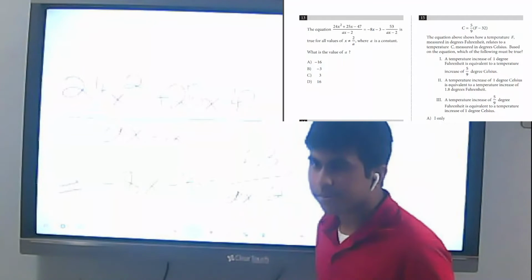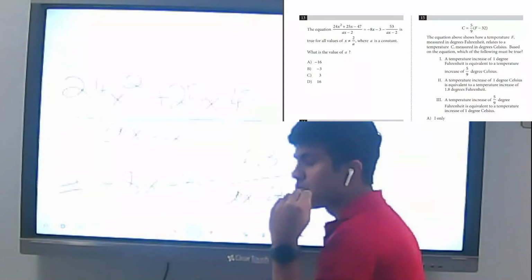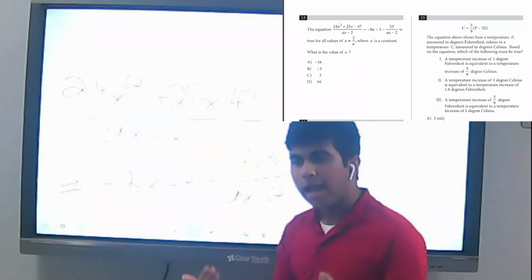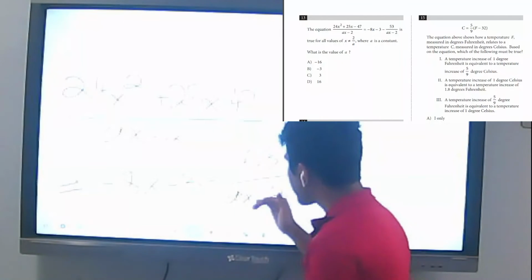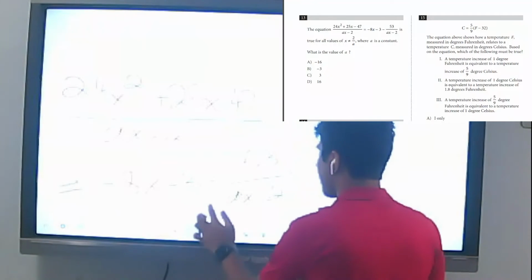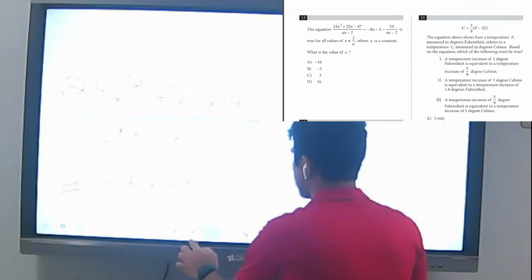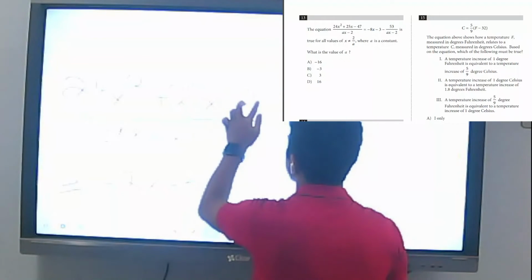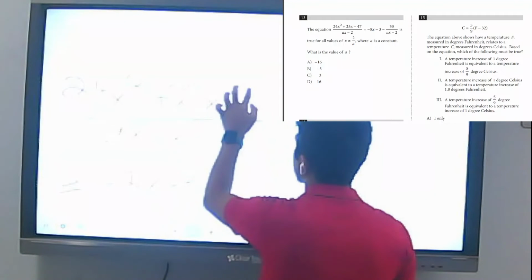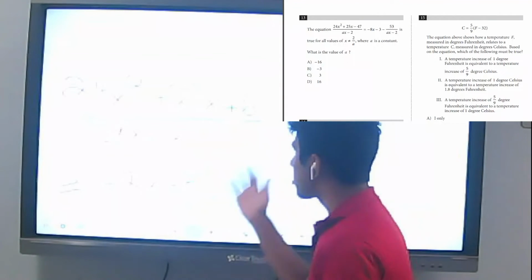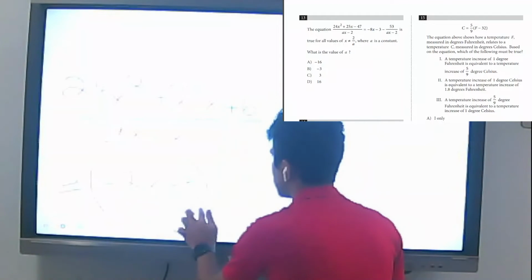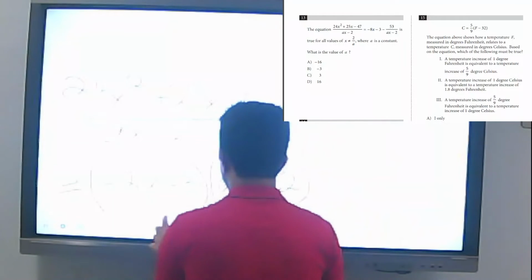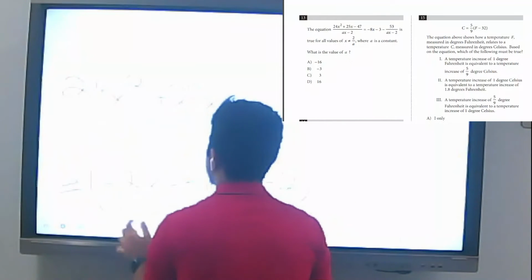Okay. So, what can we do? The first thing I can do is add 53 over (ax minus 2) to both sides. That way I get rid of this, and this becomes a positive 6. Then I can multiply by (ax minus 2). Now my life becomes a lot easier, right?